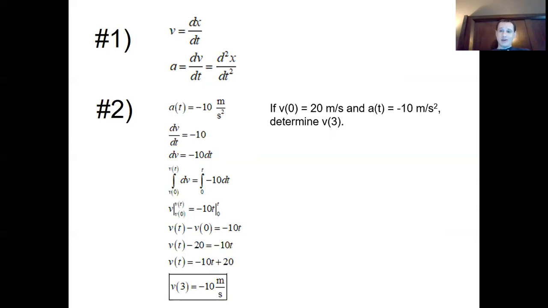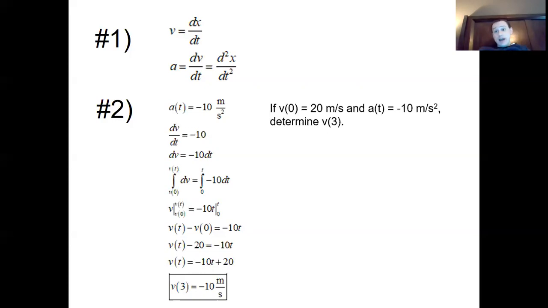When you integrate dv, you just get v. And if you plug in your top limit, v of t, velocity at time t, and the bottom limit, velocity at time 0, the left-hand side just turns into v of t minus v of 0. That's cool. Over on the right-hand side, if you integrate negative 10, clearly you get negative 10t, which when you plug in your limits from 0 to t, gives you negative 10t.